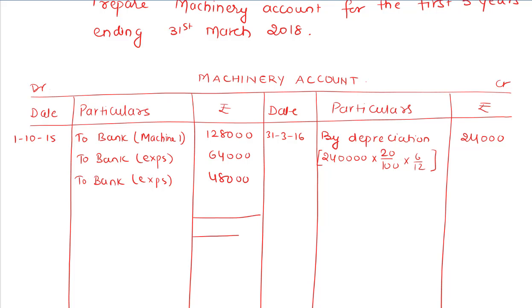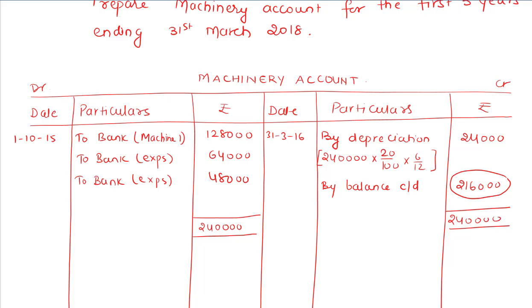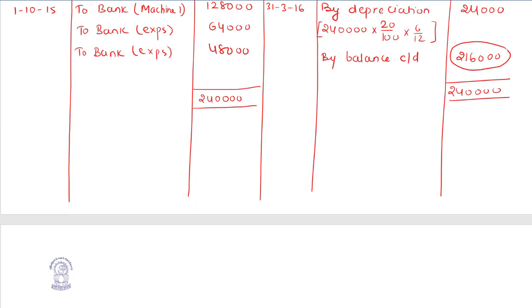Now let's make a total of it. 1,20,000 plus 1,28,000 plus 64,000 plus 48,000. The total is 2,40,000 over here. On the same 2,40,000, we have calculated the value of depreciation. 2,40,000 minus 24,000 is 2,16,000, and this is by balance carried down. This is the closing balance. Let us move ahead.